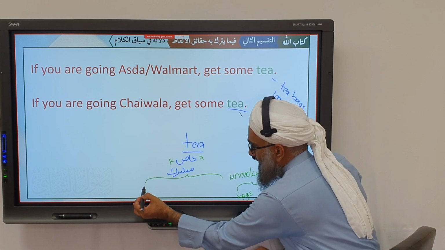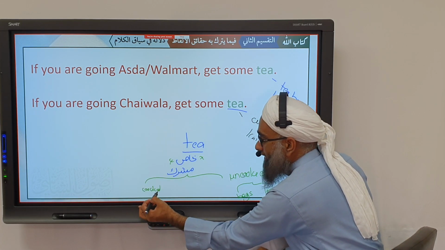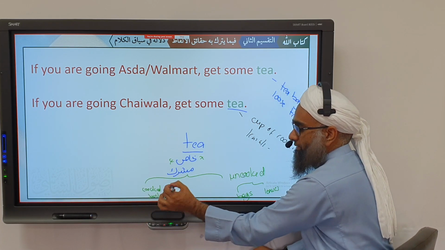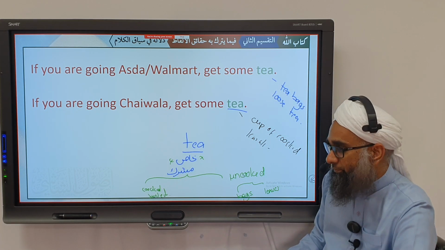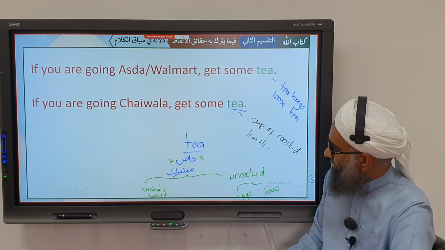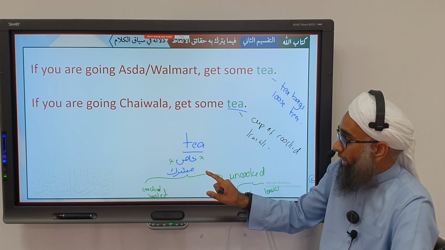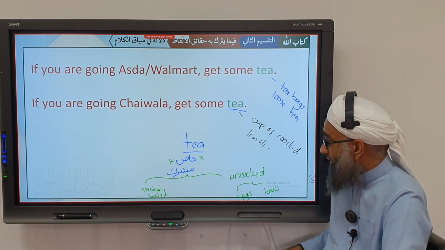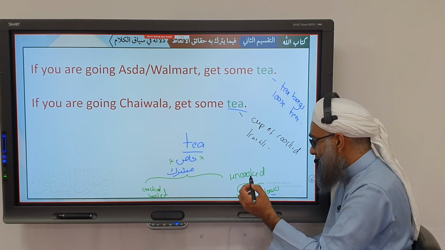The word cooked, it can be cooked tea, boiled tea, I don't know the word cooked. So it's mushtarak. Fahimt? You got it? So that's mushtarak. So now, and even in uncooked, what's the haqiqah, what's the majaz?